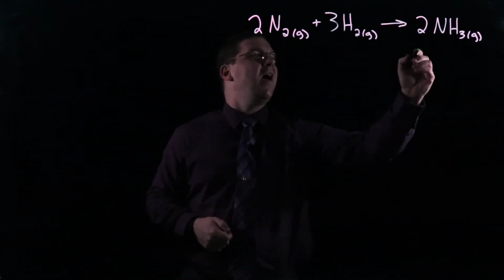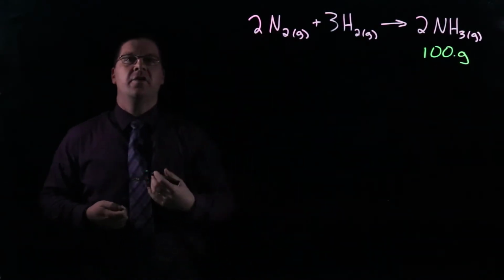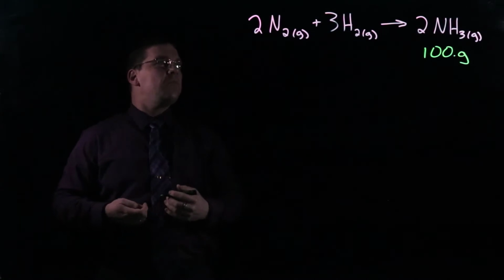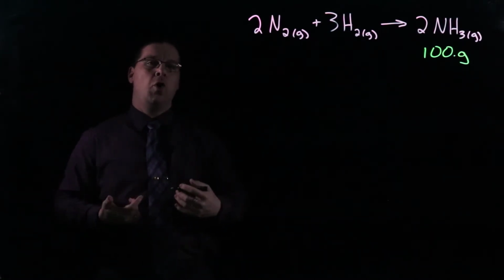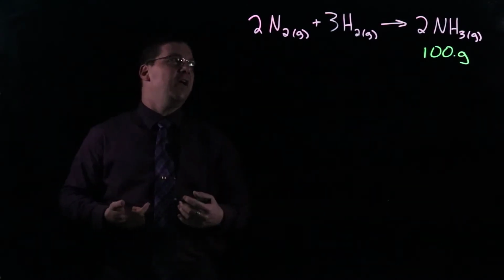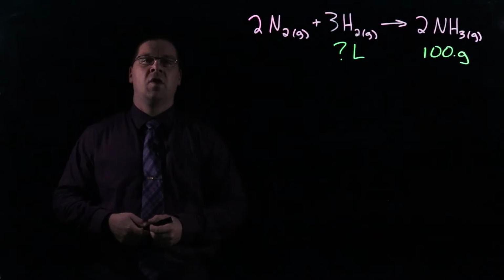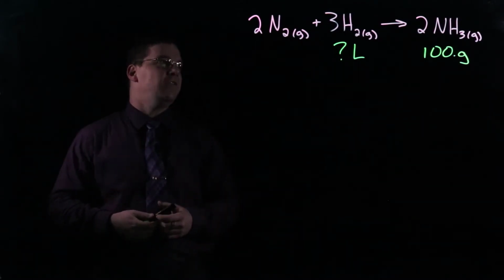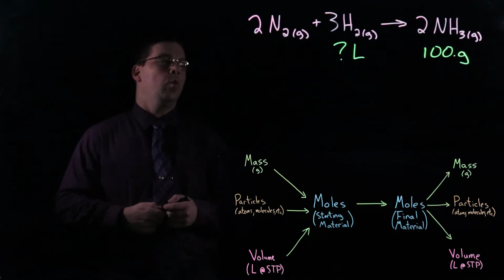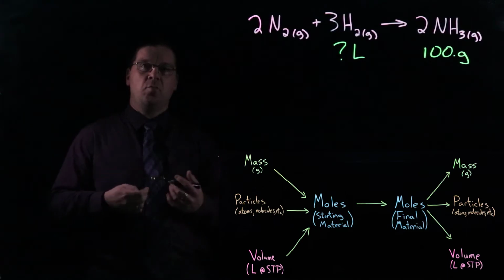So let's say we have 100 grams of ammonia is what we are after, and we want to know what volume of hydrogen gas we are going to need in order to generate that 100 grams of ammonia. The process that we're going to use is exactly the same process that we've looked at in other stoichiometry problems. We're going to start with the given amount that we are given in the problem.